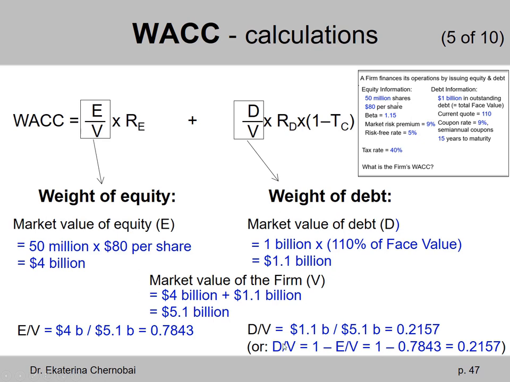Of course, the weight of debt could be calculated slightly differently because there are only two things in the firm's capital structure, and we already know the weight of the first, 78.43%, the weight of equity. We can just subtract the weight of equity from a total of 100%, or in decimals, 1 minus 0.7843, which gives 0.2157, the weight of debt in decimals.